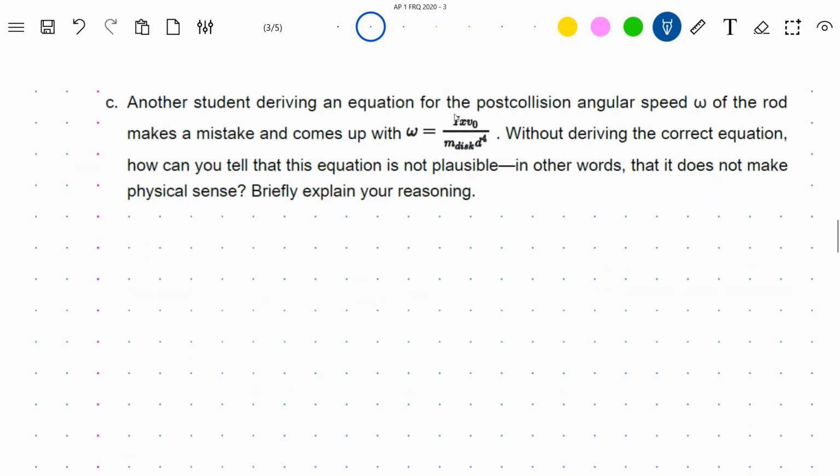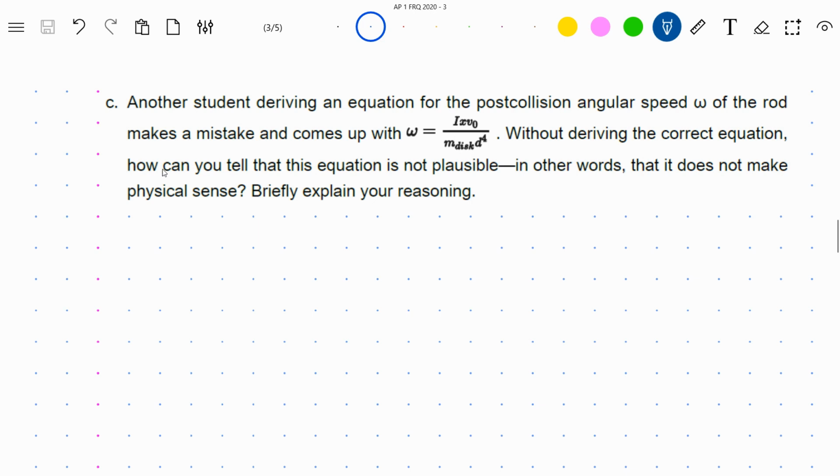Another student deriving an equation for the post-collision angular speed omega for the rod makes a mistake and comes up with this equation. So we know that this equation is wrong. According to this equation, omega is equal to I x v0, all of which is over the mass of the disk to the fourth power. So without deriving the correct equation, they're trying to deter us from just going ahead and performing calculations. They're trying to really assess our deeper understanding of what's going on here, as well as our ability to assess the plausibility of an equation without necessarily just chugging through the math to confirm or refute it.